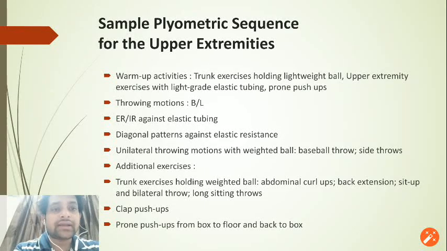Then diagonal patterns against the elastic resistance, then unilateral throwing motions with a weighted ball, then additional exercises like trunk exercises holding a weighted ball, abdominal curl-ups, back extensions, sit-ups, and bilateral throws, long sitting throws, then clap push-ups, and prone push-ups from box to floor and back to box. So this is a sample plyometric sequence for the upper extremities.